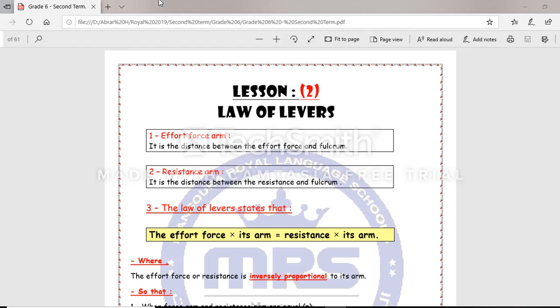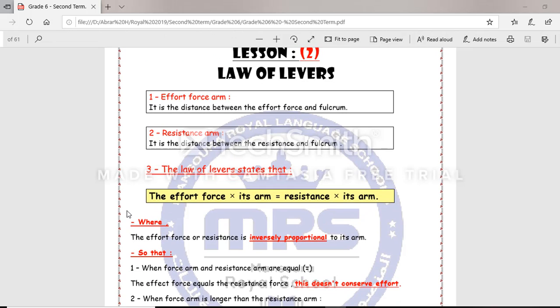What about the law of levers? The law of levers is a mathematical equation that explains the relation between effort force and resistance force, and states that the effort force times its arm equals the resistance force times its arm.